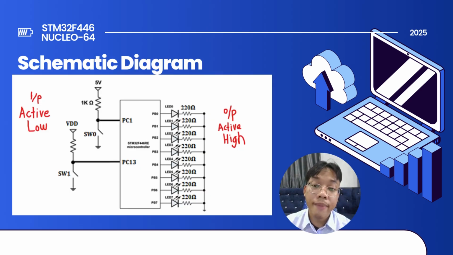This is our schematic diagram for question 3. First of all, we have the switches. We have two switches, which are switch 0 and switch 1. Switch 0 is connected to PC1 and switch 1 is connected to PC13. The input is active low. For the output, we have 8 LEDs, from PB0 to PB7, and the output is active high.